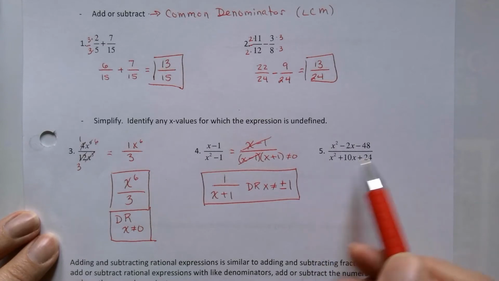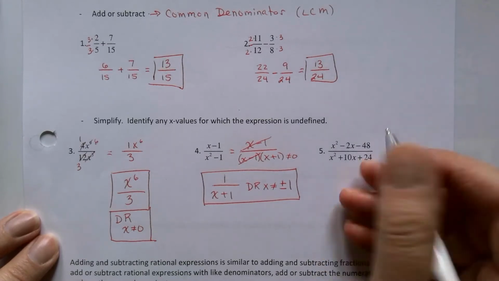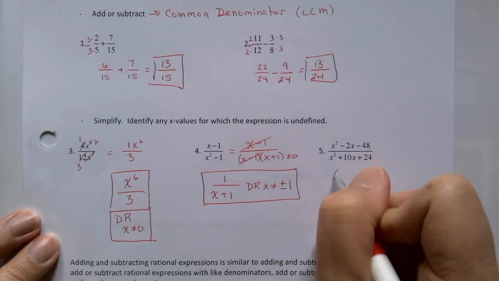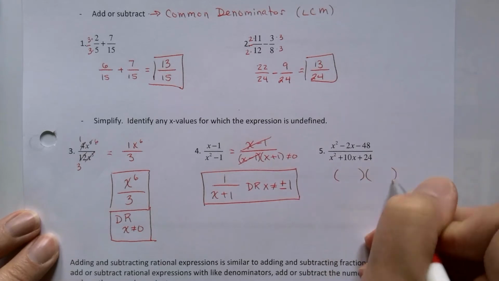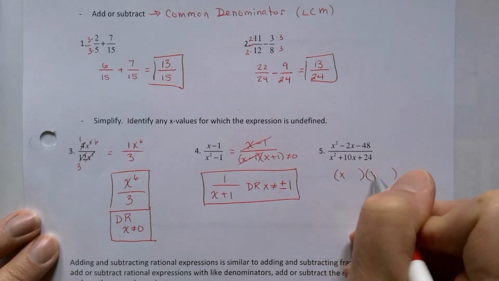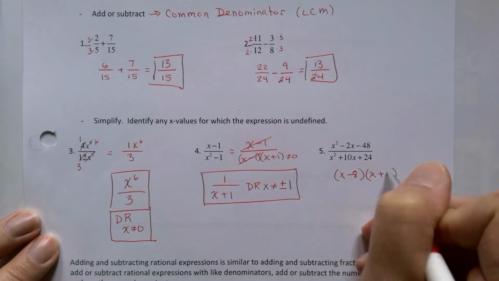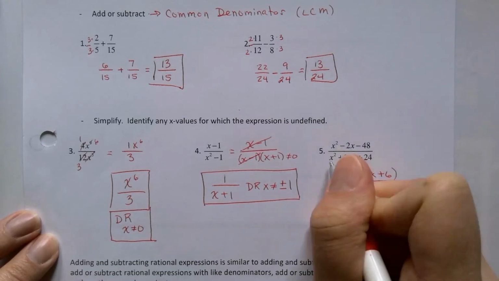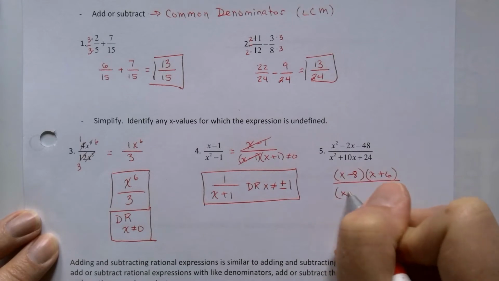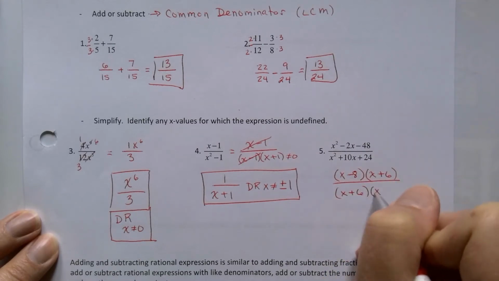There are 6 pieces, and I can't take something out of all 6. So factoring is key here. So go ahead and factor that top. I have an x times x. I'm going to have a minus 8 and a plus 6. All right, down in the denominator, I'm going to have an x plus 6 and an x plus 4.